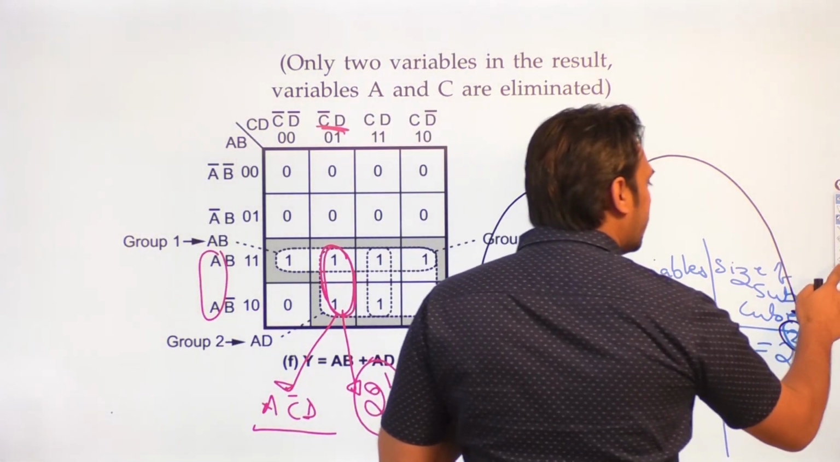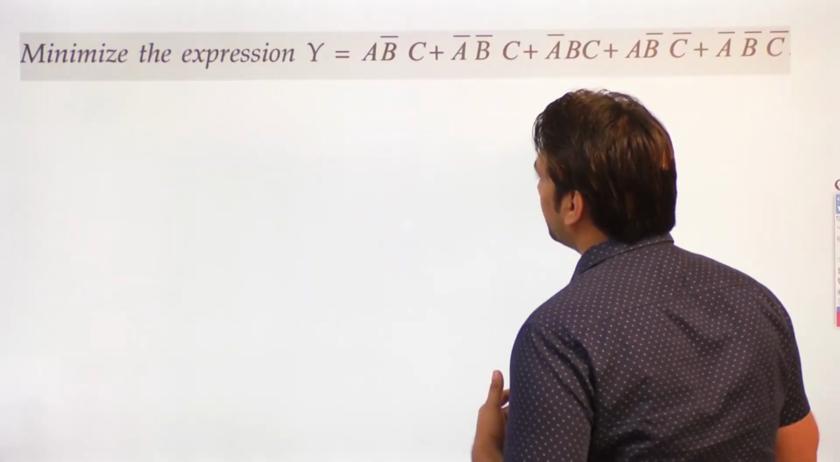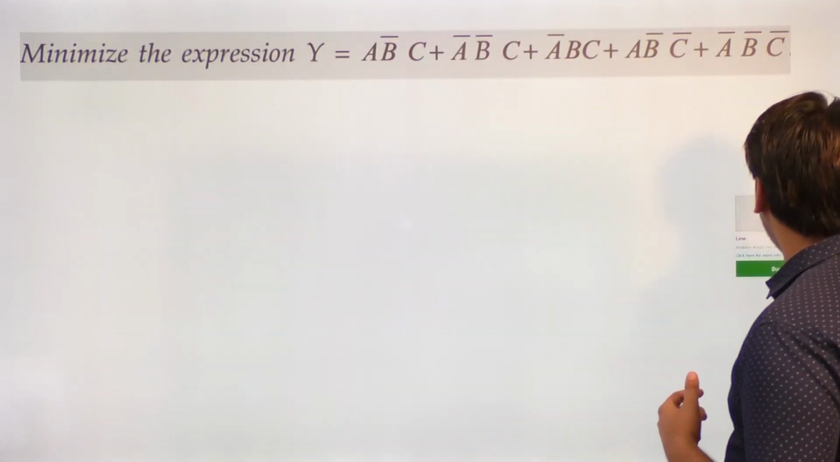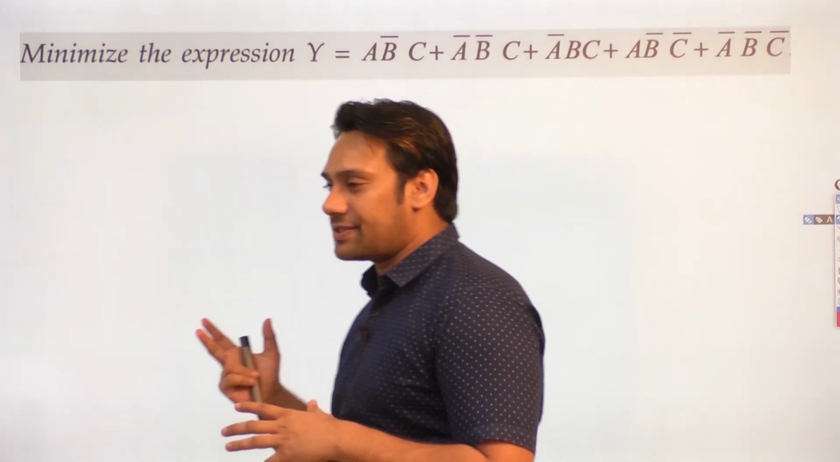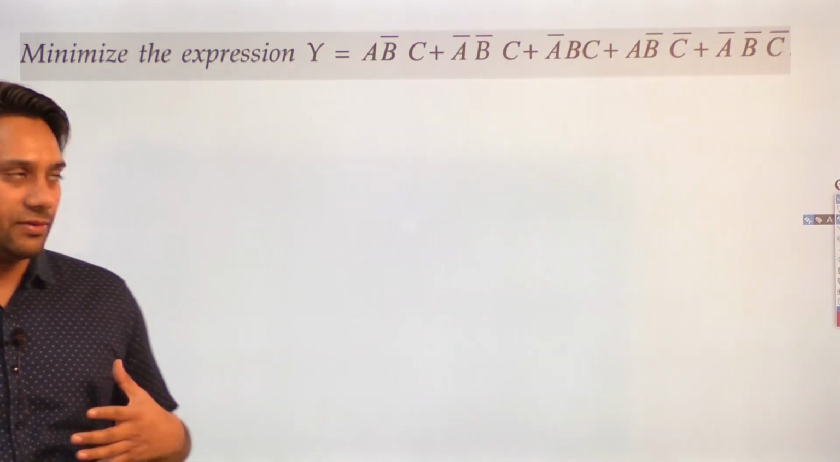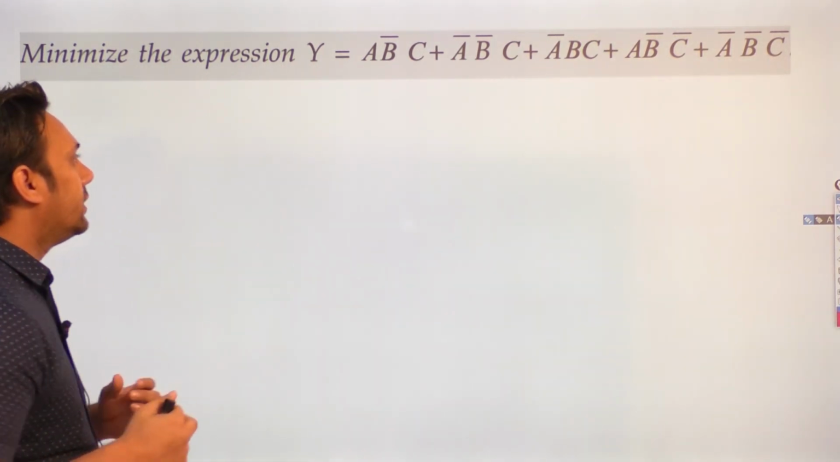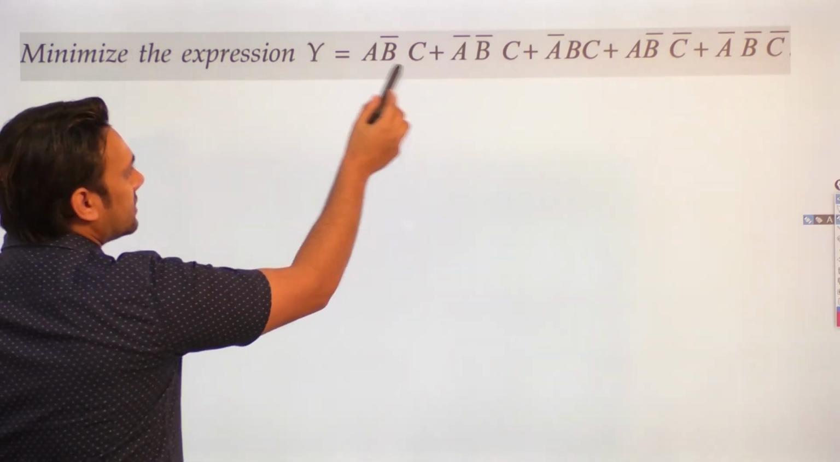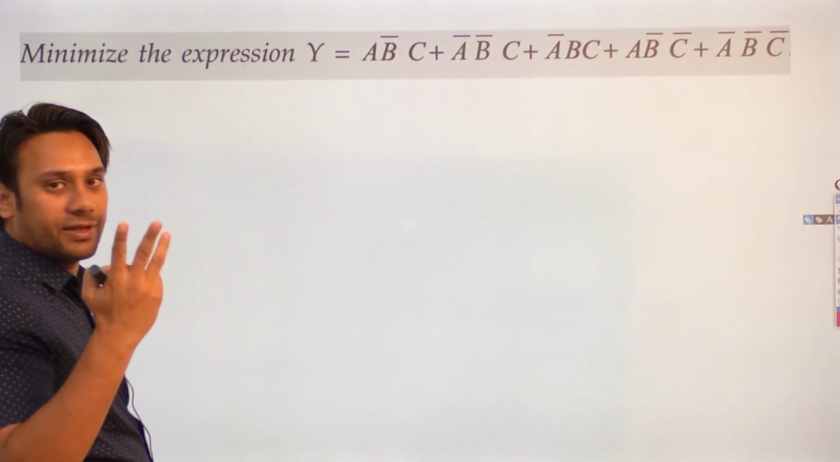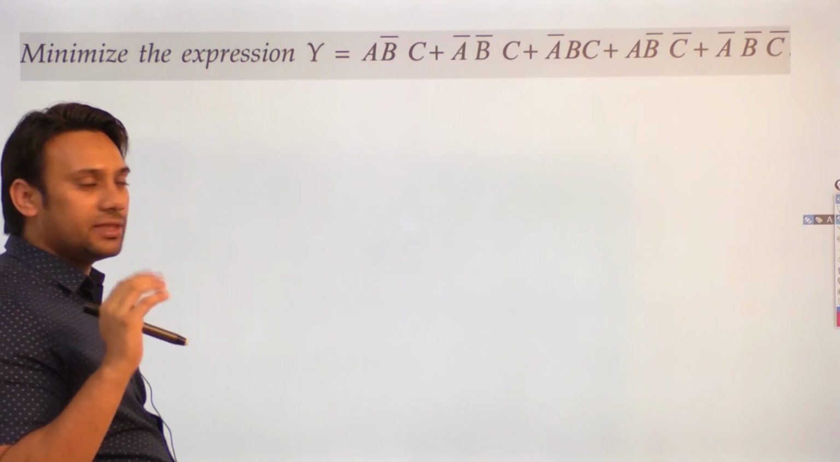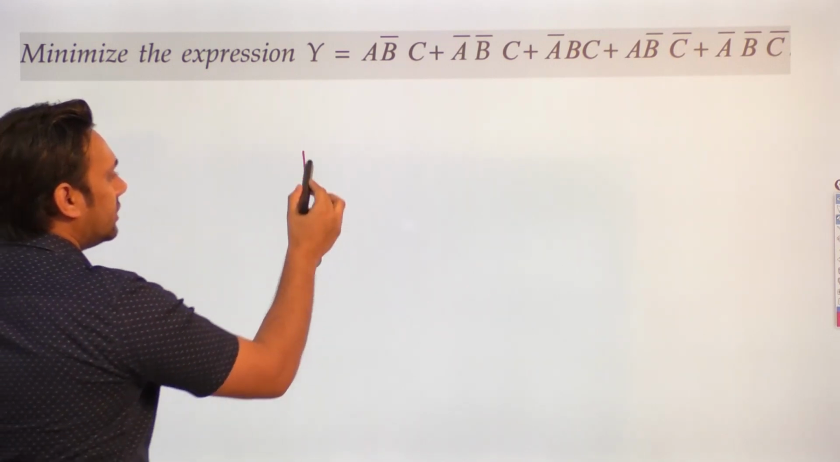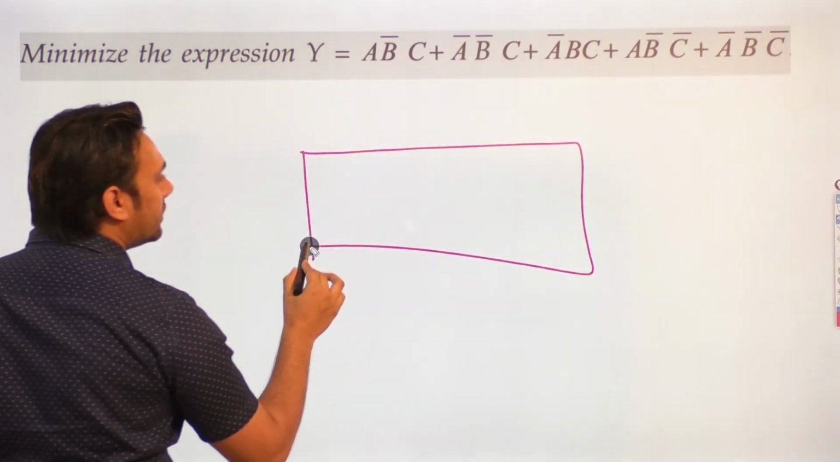Okay, let me take more examples, then you will understand. Okay, so we have this expression. Let us try to first minimize this expression, then maybe you can understand from this. Okay, so here this is a function of 3 variables. Function कितने variables का आपके पास? 3 variables का है. So I'm going to make a K-map with 3 variables.